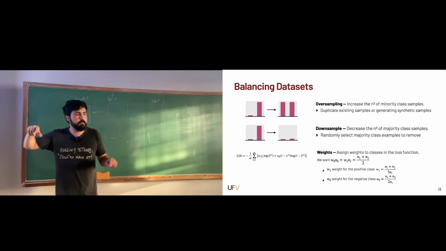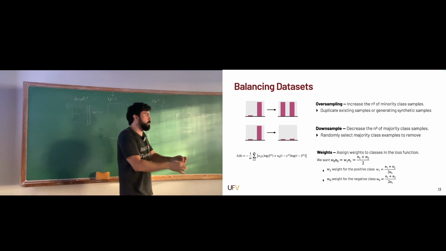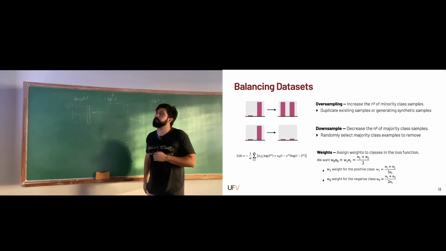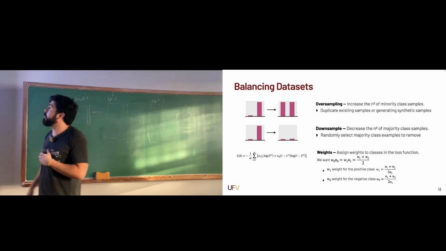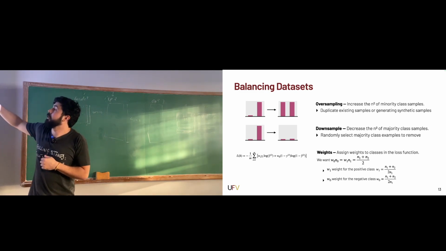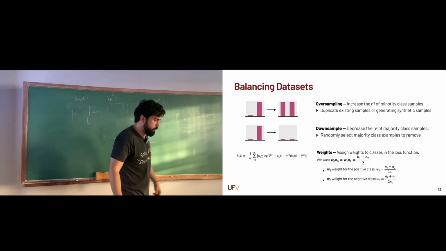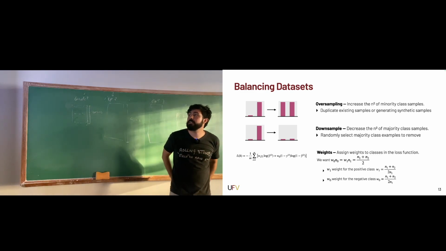You can do that by resampling examples from your minority class, and just having a lot of repeated examples in your minority class. So you're going to have a lot of duplicates. That's one approach, which might not work depending on the situation.